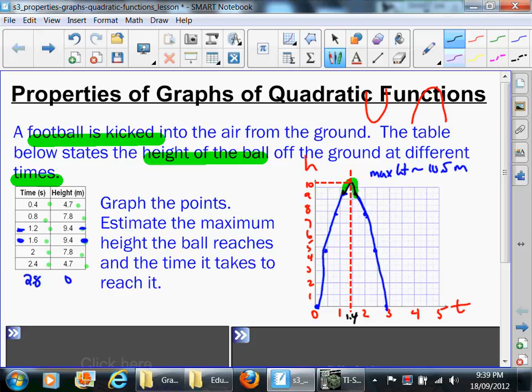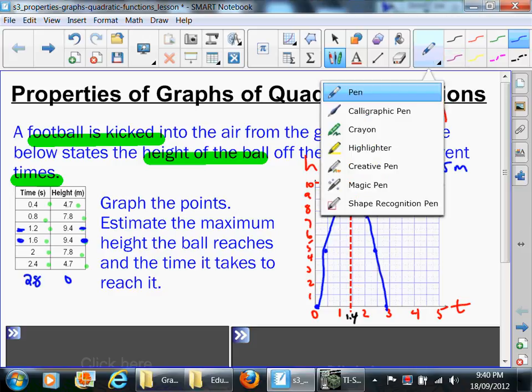And now we have, this is where the time is. So it's going to be at 1.4 seconds. We know that that is the time at which it reaches its maximum height. The maximum height itself is an estimate, but the time is not. And we see the symmetricness.